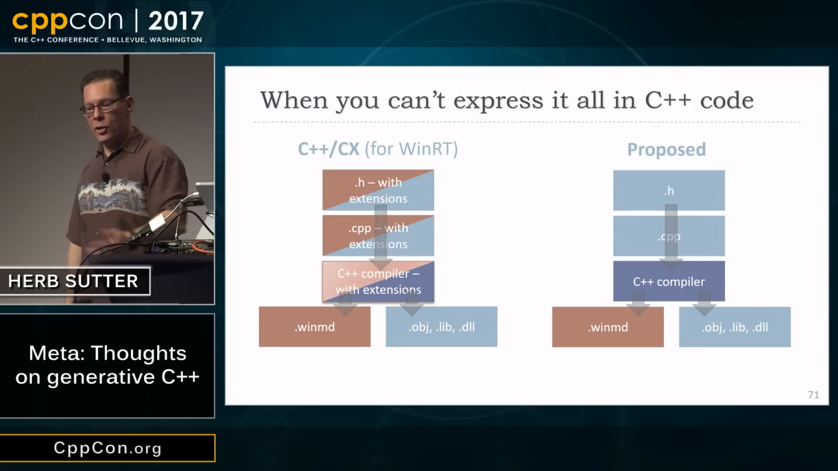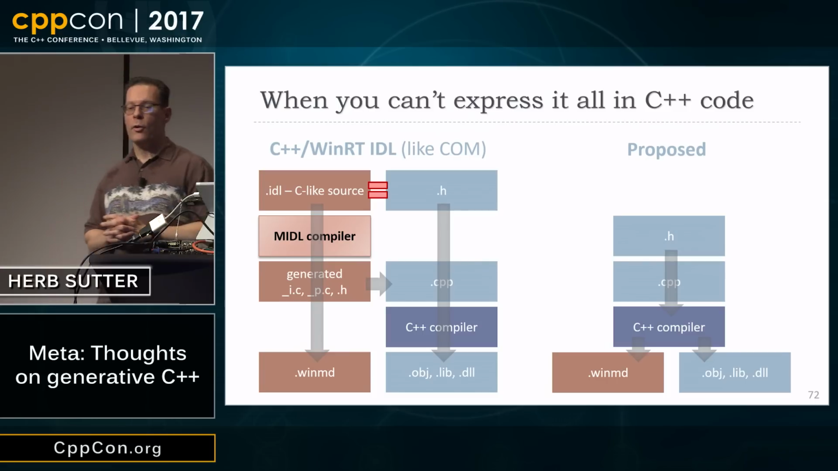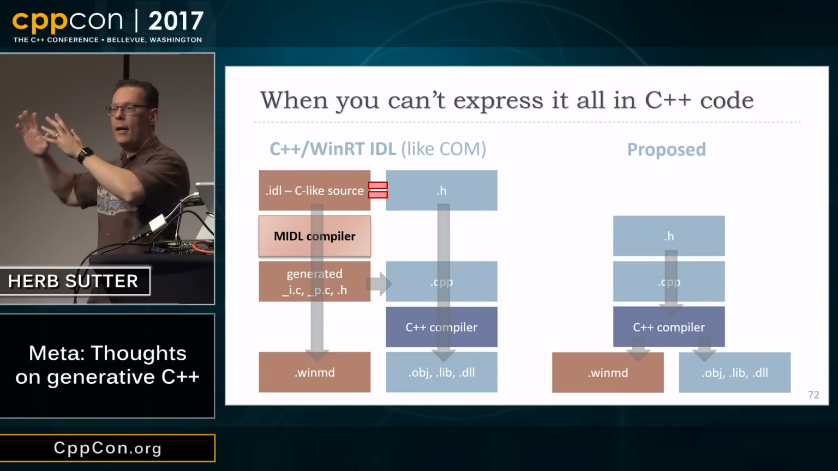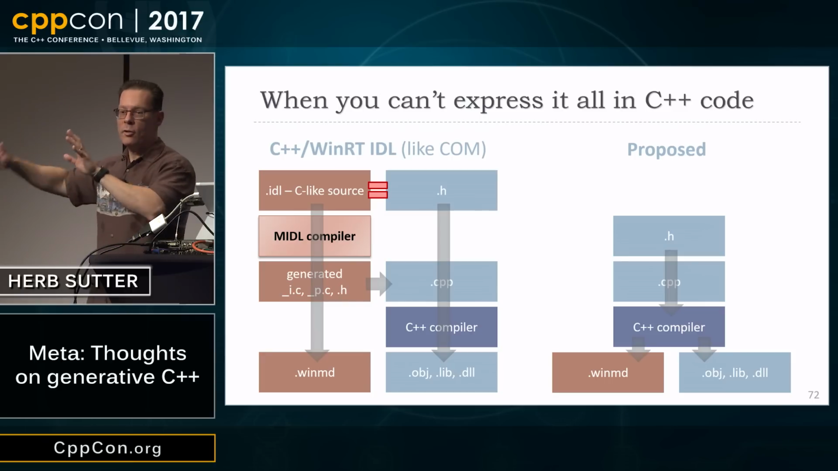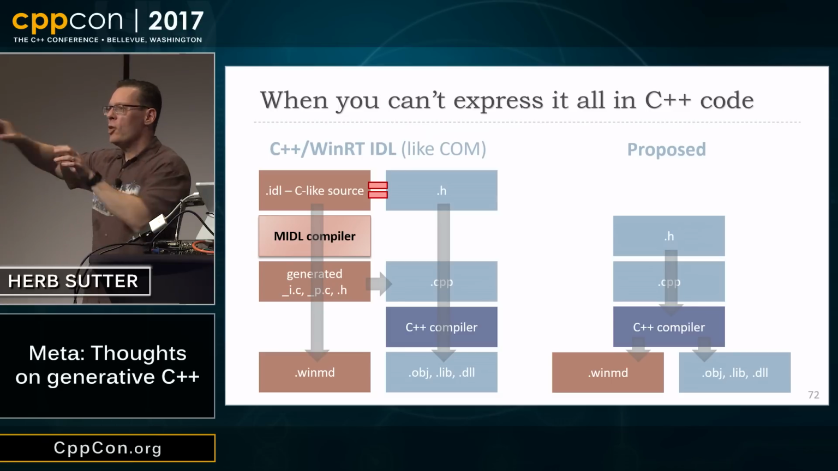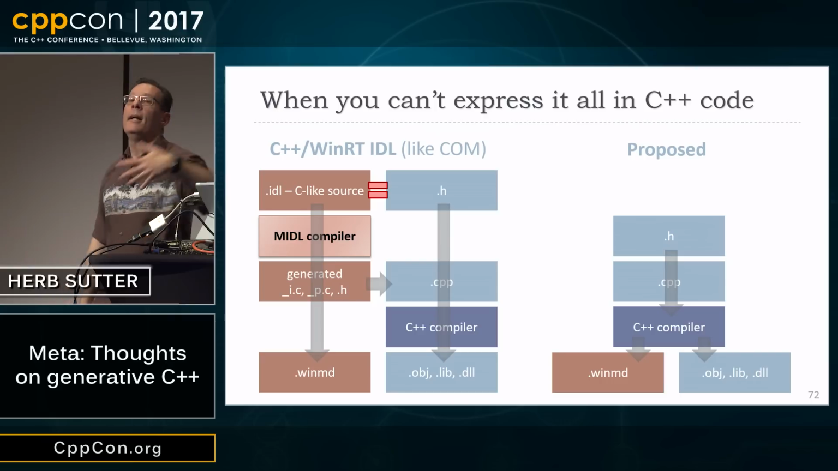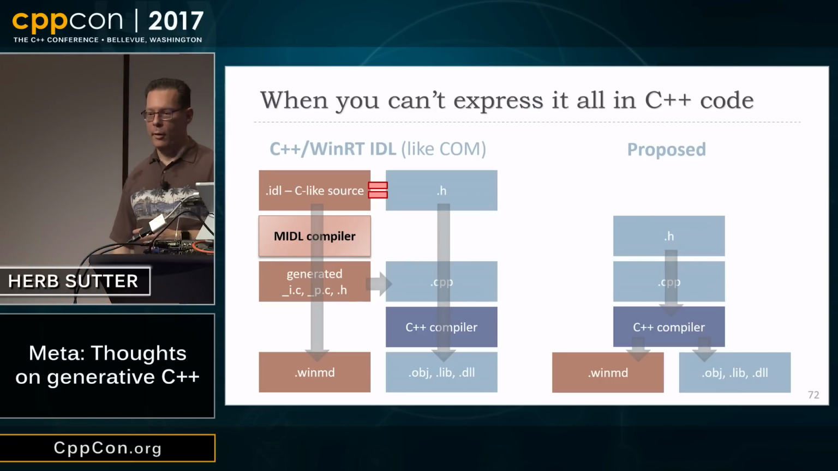So this is one approach, to put it inside an extended C++ compiler. The current C++/WinRT work that Kenny Kerr and colleagues are doing goes a bit back to the COM approach of putting it in a separate middle compiler. So you still have the extra information, but we'll keep it away from the C++ compiler, but we still have a separate compiler. This is much more like the Qt moc model.